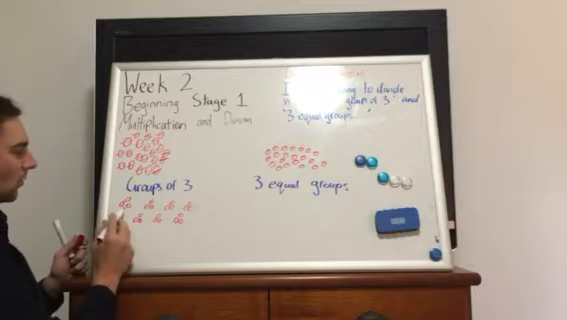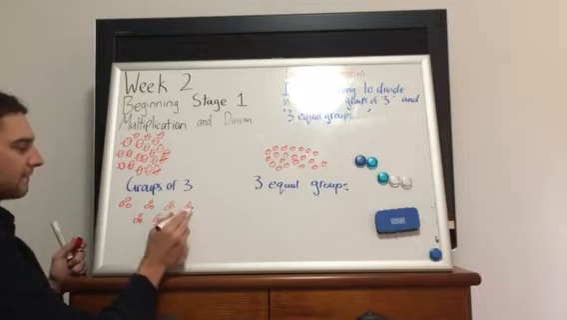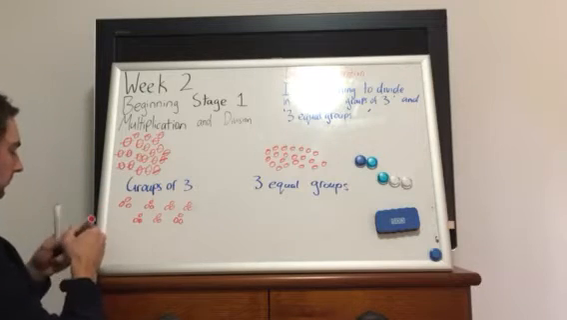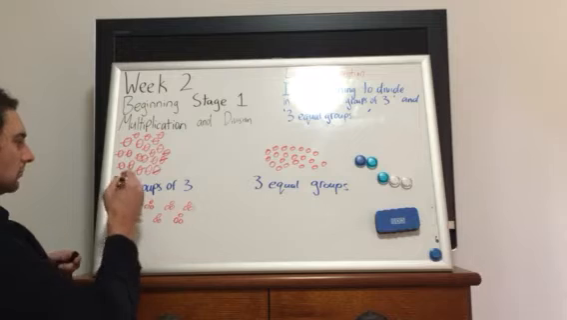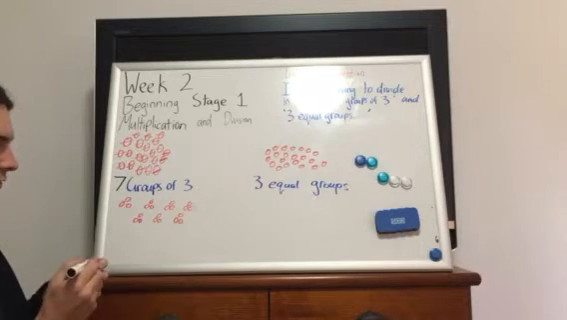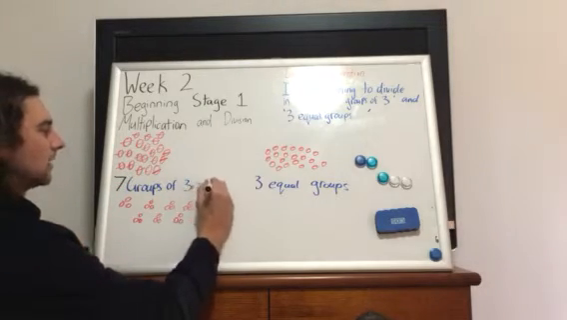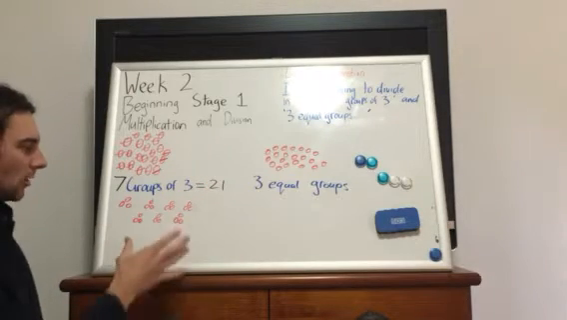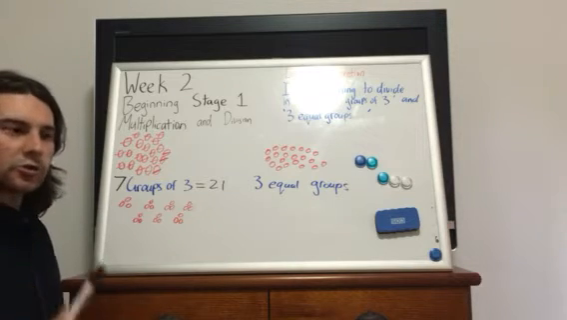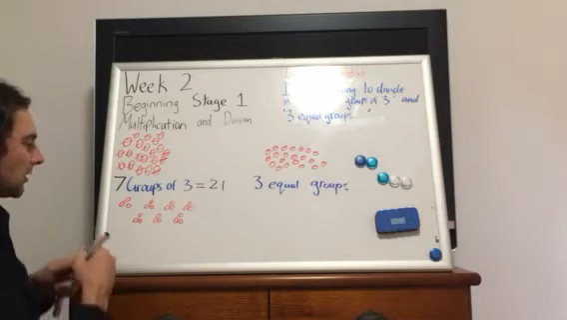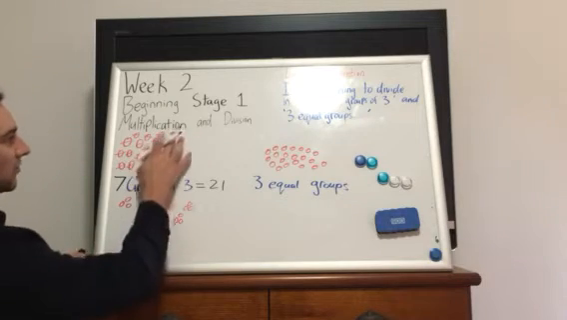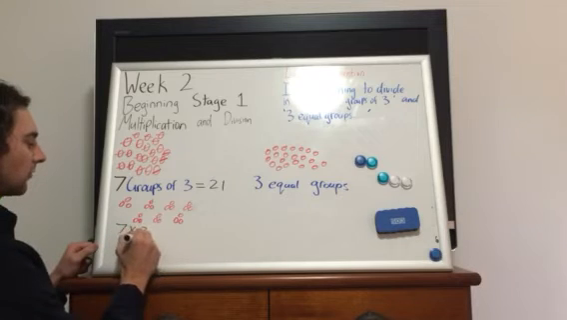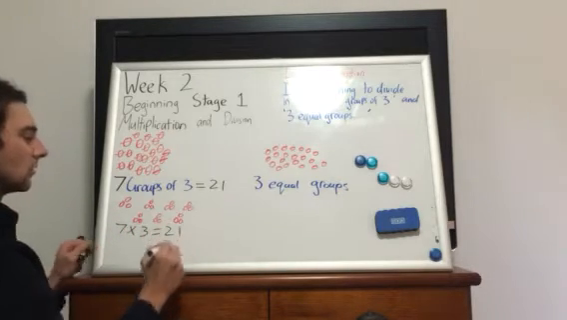Now let's count them. 1, 2, 3, 4, 5, 6, 7. So I know that 7 groups of 3 equals 21. This is where I want to be able to see this, but I also want you to write the number sentence. I can say as a number sentence, because we're doing multiplication and division, 7 times 3 equals 21.